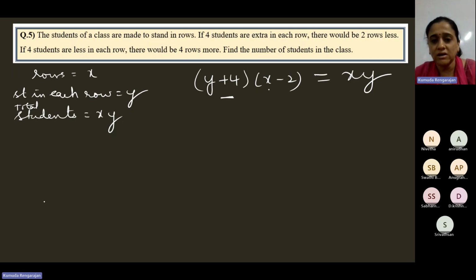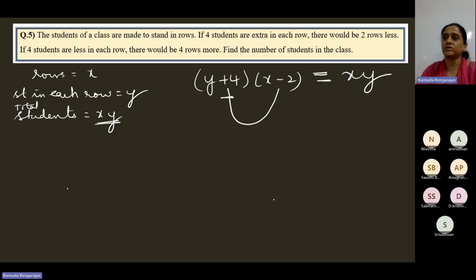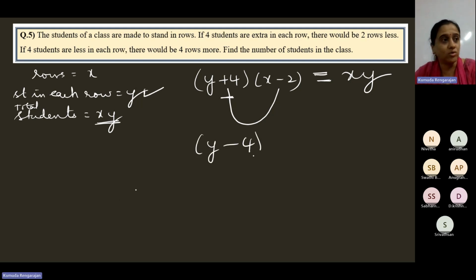Now we know that number of rows into number of students in each row is equal to the total number of students. That is always XY. That will not change. If 4 students are less in each row, how many students are there in each row? Y minus 4. There will be 4 rows more. Number of rows X plus 4.